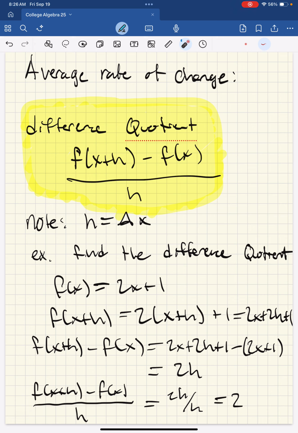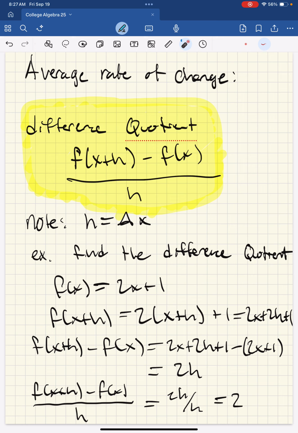Okay, so average rate of change, we're going to learn something called the difference quotient. So the difference quotient is the slope of the secant line from one point to another point on a function. So the author and myself prefer to use h as delta x just to have a unique symbol that doesn't also have the same symbol as the independent variable. So just note that h is delta x.